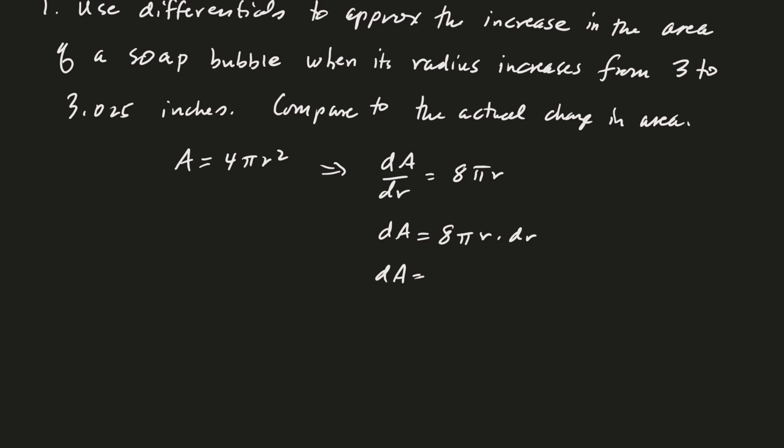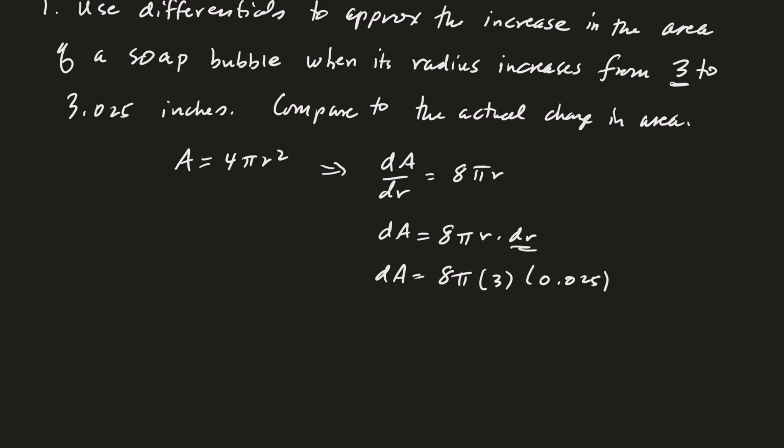So dA is going to be 8 pi. The r you're going to use is the initial r. So always use the initial r, the simple r. And then the change in r is going to be 0.25 inches, right? Oops, 0.025. Good. And then we just compute that on our calculator.